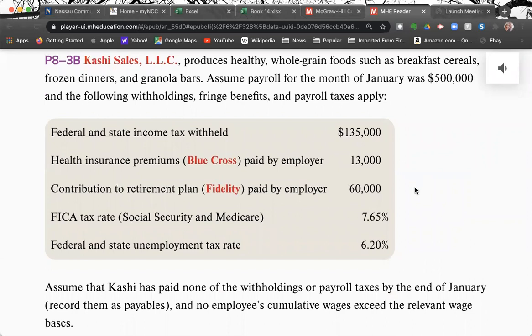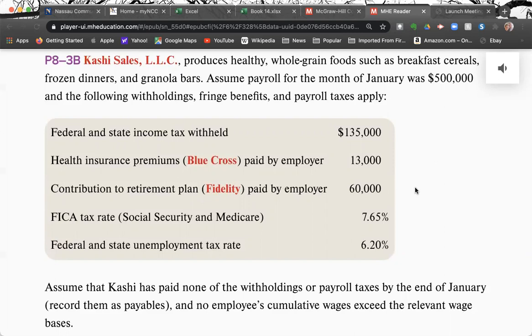Right, this is problem 8-3B. I don't think we've done any Bs. But this one is very similar to the illustration that we saw in the textbook. That's why I picked it out. So Kashi Sales. Have you ever bought Kashi's cereal? It's pretty good, actually. Tastes pretty good. It's probably no good for you, like most cereal is.